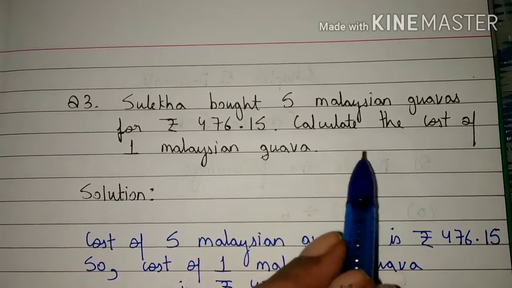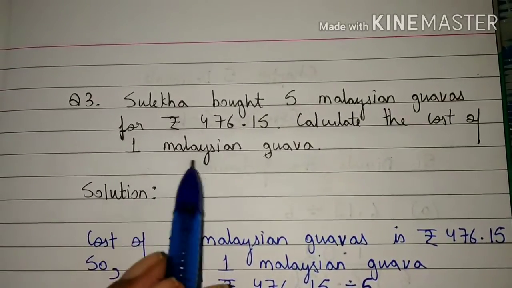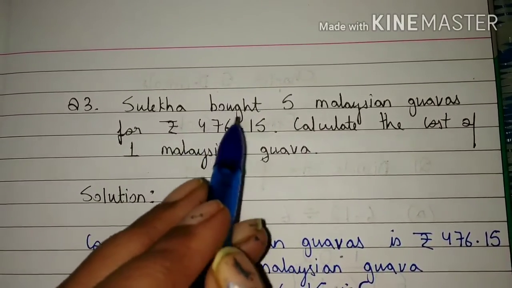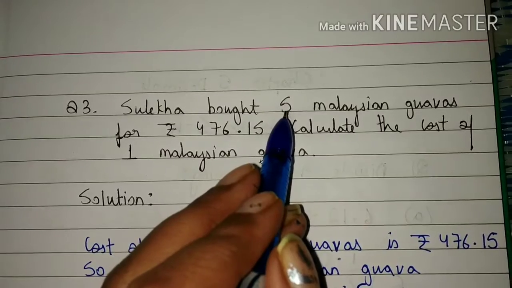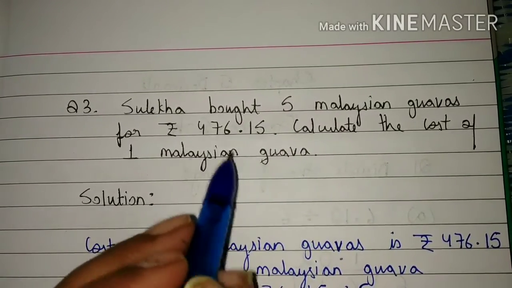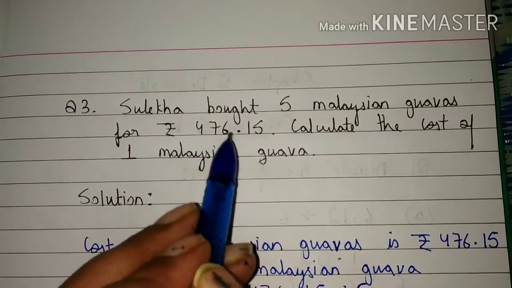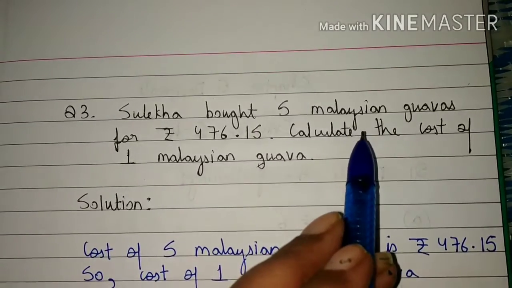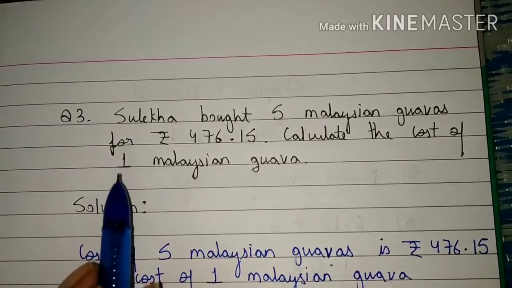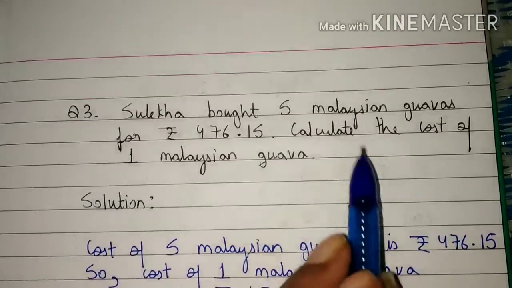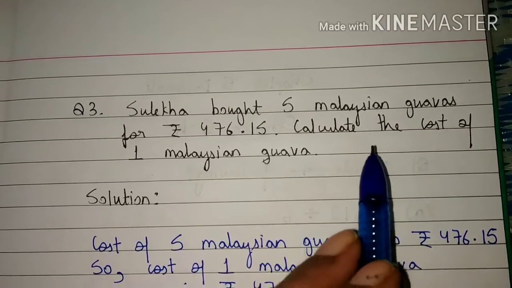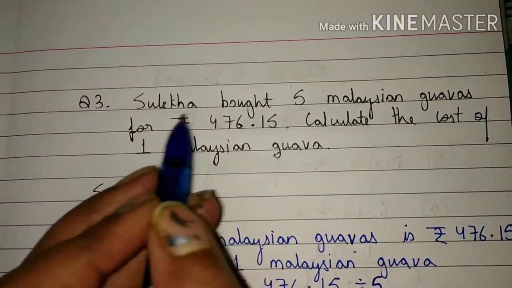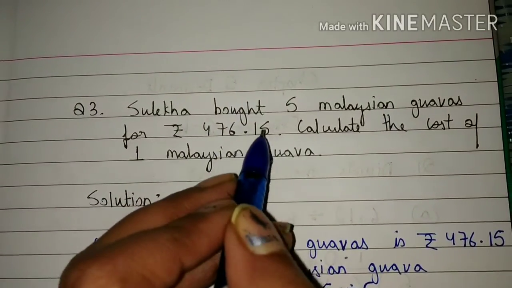Students, in order to find out the cost of 1 Malaysian guava, we will divide rupees 476.15 by 5. Students, when you divide rupees 476.15 by 5, then only you will get to know the cost of 1 Malaysian guava. So students, in this question we will do division. In this question we are going to divide rupees 476.15 by 5.